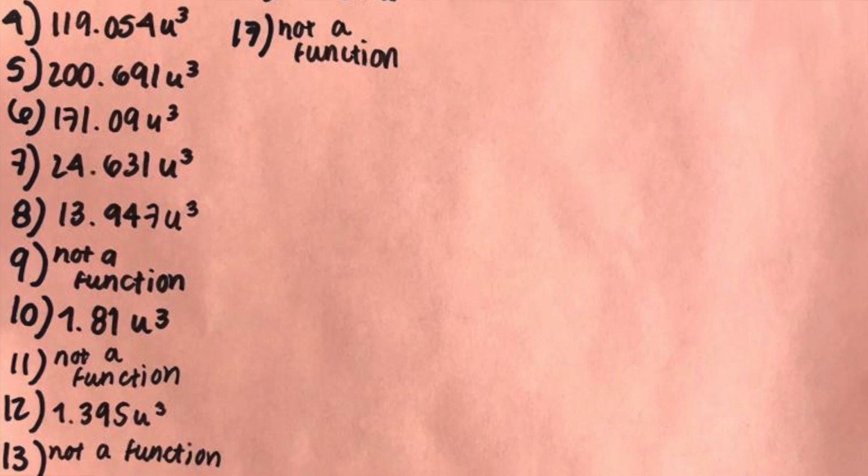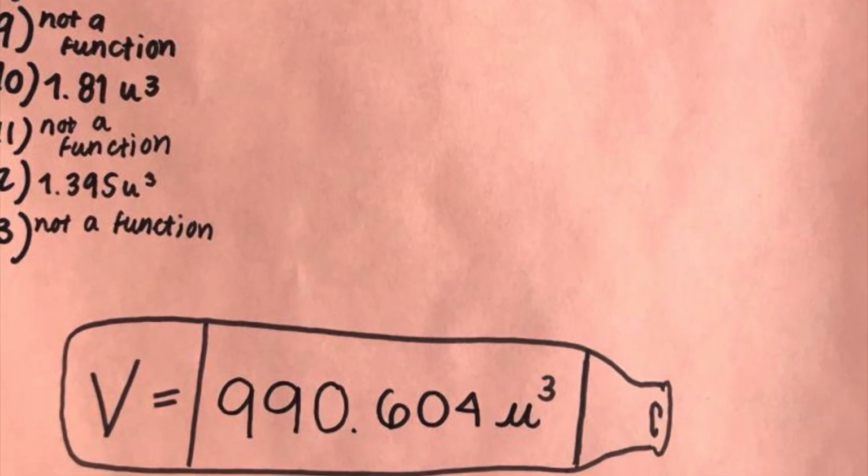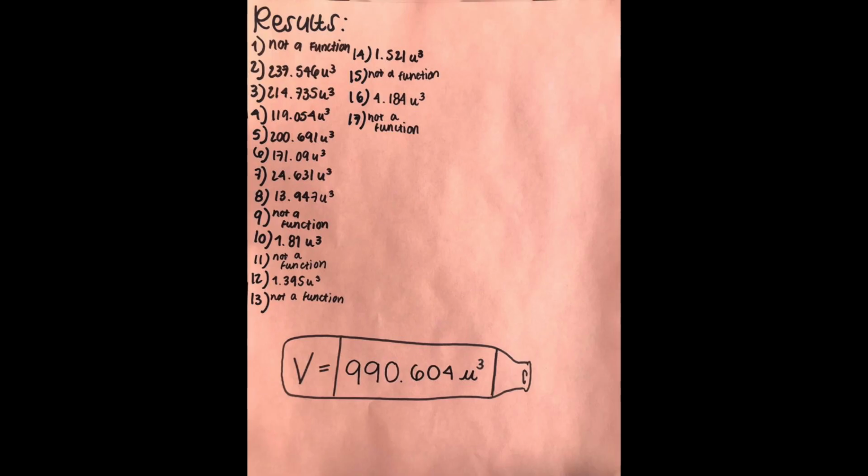So we repeated the procedure with all the equations. Then, when we had all the results, we added them all up, and that's the total value of the volume.